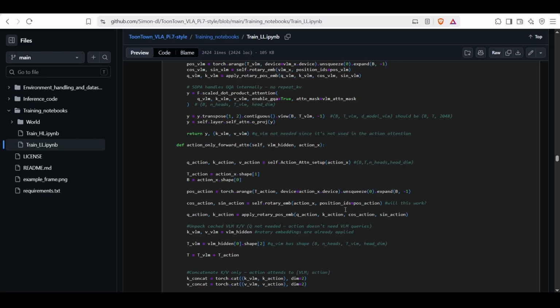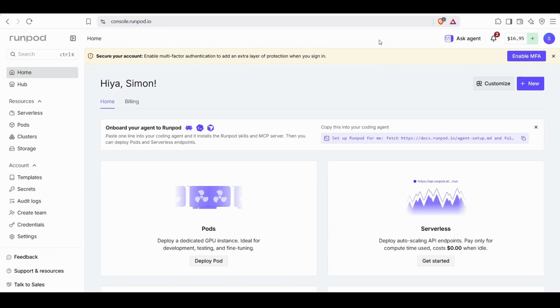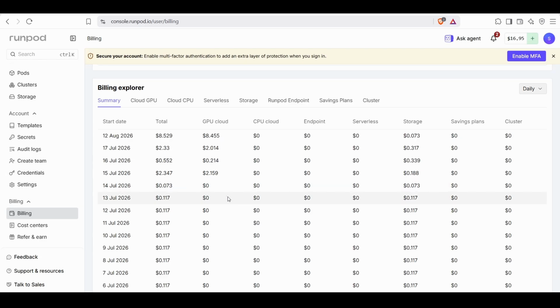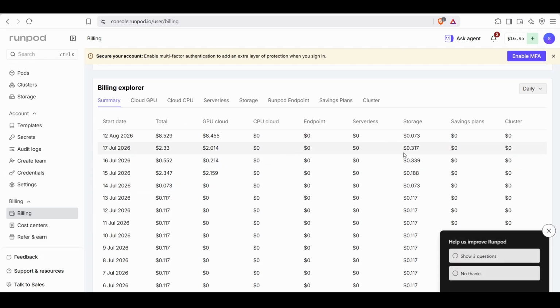I also learned how to run stuff on the cloud. I trained on RunPod. You can see down here how much money I was spending on these little training runs. I know this isn't anything like what people spend on their AI projects, but money is money. A good chunk of this was first debugging and then actually doing the big runs. And you can see the big runs cost me almost $10 on August 12th.